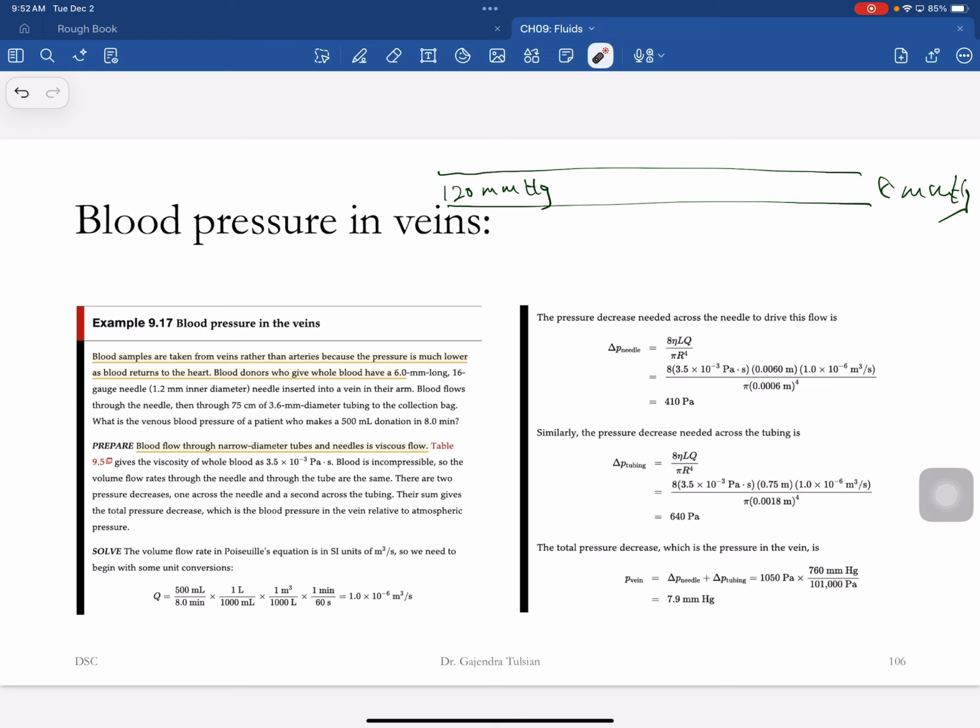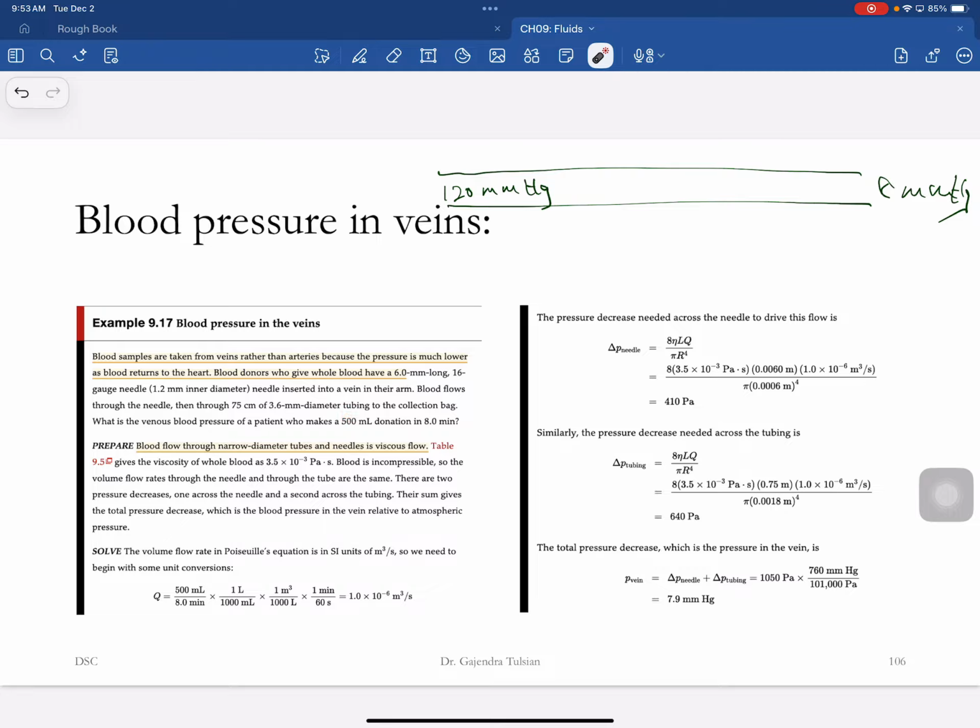So blood samples are taken from veins rather than arteries because the pressure is much lower as the blood returns to the heart. Blood donors, so this problem goes through the details. Blood donors have a 6 millimeter long 16 gauge needle inserted into a vein in their arms. 6 millimeters is about that long. Blood flows through the needle, then through 75 centimeter long tubing to the collection bag.